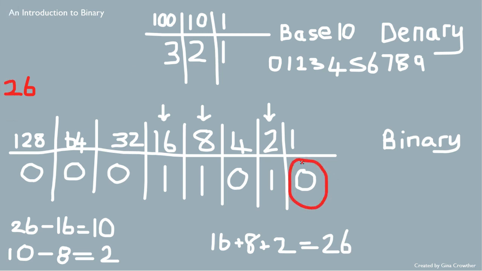The other thing to look out for is the end number here. If it's a 0, it means that the denary number is going to be an even number. If it's a 1, it's going to be an odd number. We can see it's a 0, so yes, our number is even. So that's another way to look.